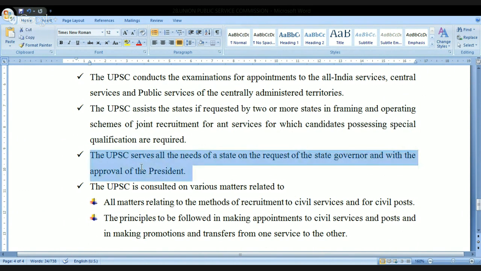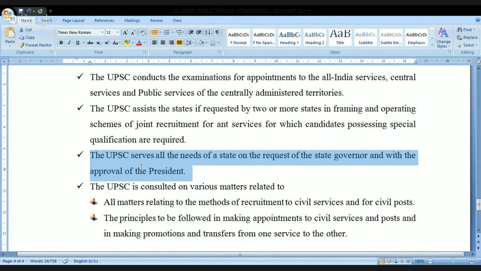The UPSC also serves the needs of a state on the request of the state governor and with the approval of the president. Sometimes there may be a situation where you need to conduct the examination. Hence, the governor may request the UPSC, and UPSC cannot take it up directly. UPSC will take it up only with the approval of the president.